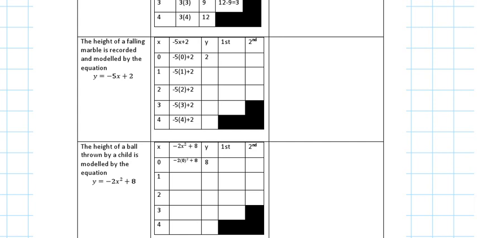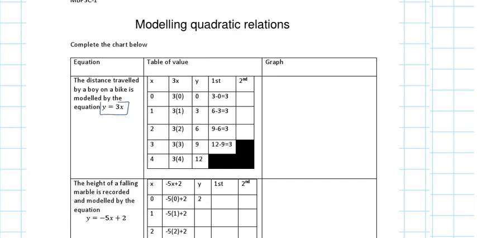So our first example says that the distance traveled by a boy on a bike is modeled by the equation y equals 3x. Okay, so the equation is given to me, and the equation is y equals 3x. Looking at this, can you tell me if this is a linear or quadratic? It's linear. And why is that?